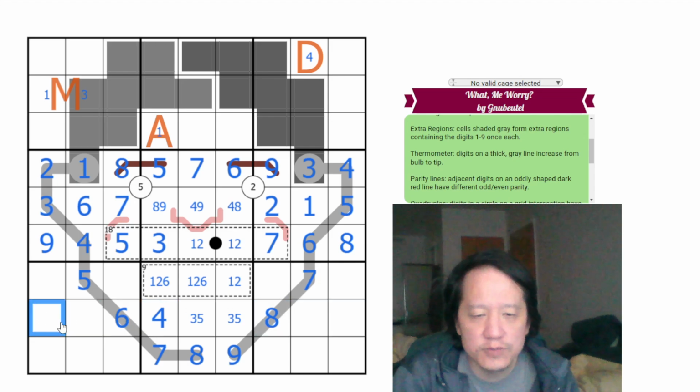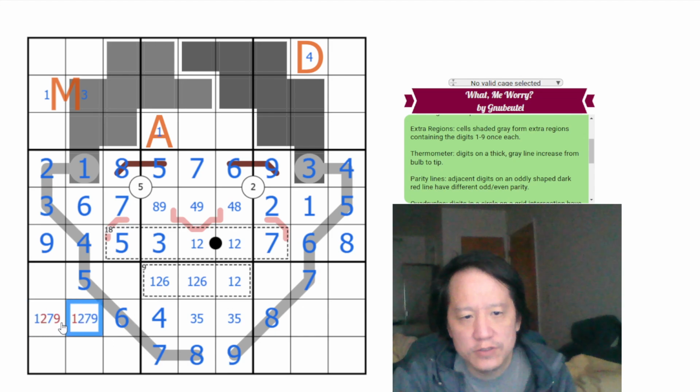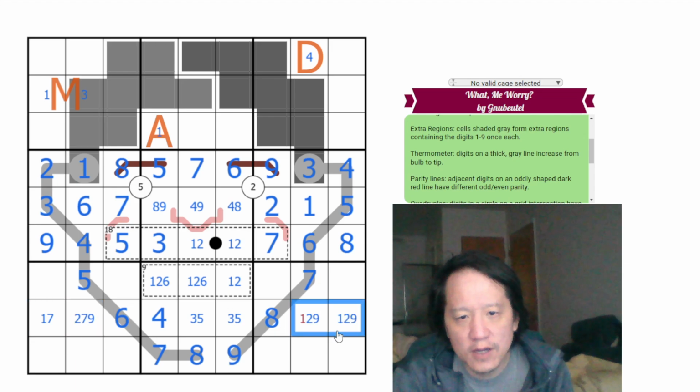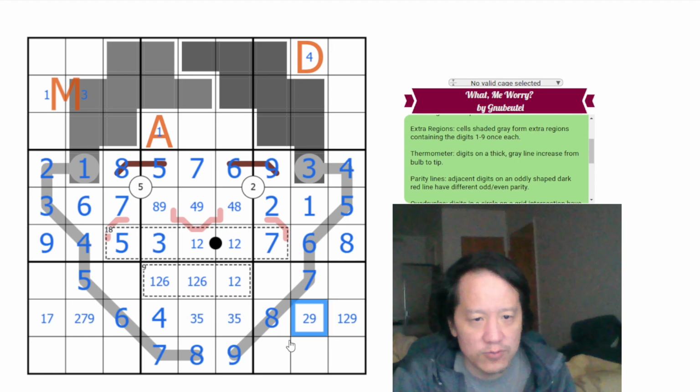In row 8, we have 1, 2, 7, and 9 left. So this is 1, 2, 7, 9. It can't be 2 or 9 here. It can't be 1. This is 1, 2, or 9 because it can't be 7. So that can't be 1.